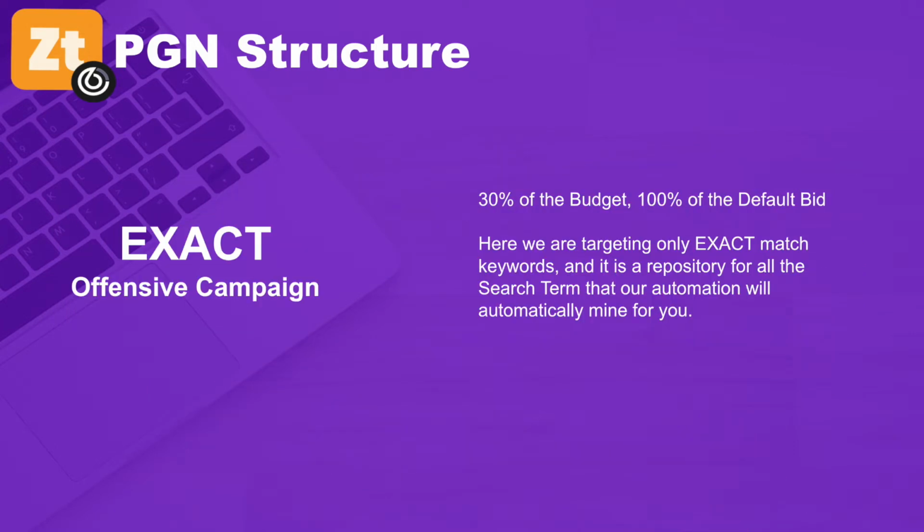Now, let's cover these 5 entities, one by one. The exact campaign is an offensive campaign that attacks other keywords, and we will use 30% daily allocated budget and 100% of the default bid. Here we will be targeting only the exact match keywords, and it will be a repository for your initial set of keywords, as well as for any search term that our automation will identify as profitable and mine for you.